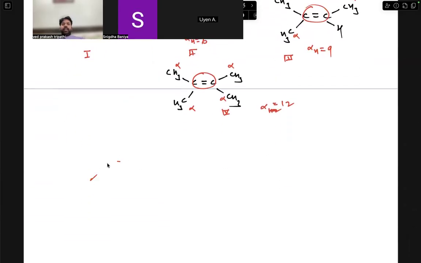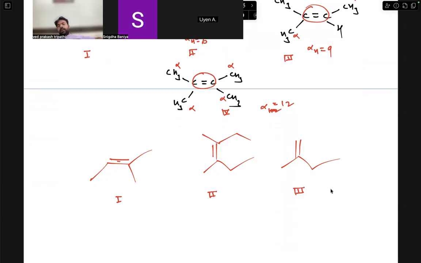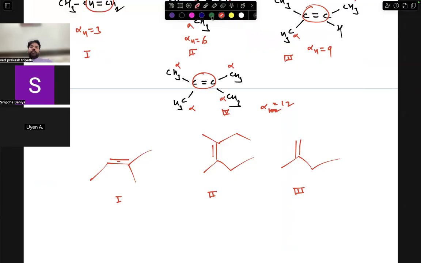Suppose we have a bond line alkene like this. Now tell me how many alpha H in 1, 2, and 3. Let's do one by one. How many alpha H in the first one? You can keep a circle. The neighboring carbon is called alpha carbon. Alpha, alpha, alpha. How many alpha H? 3, 6, 9.